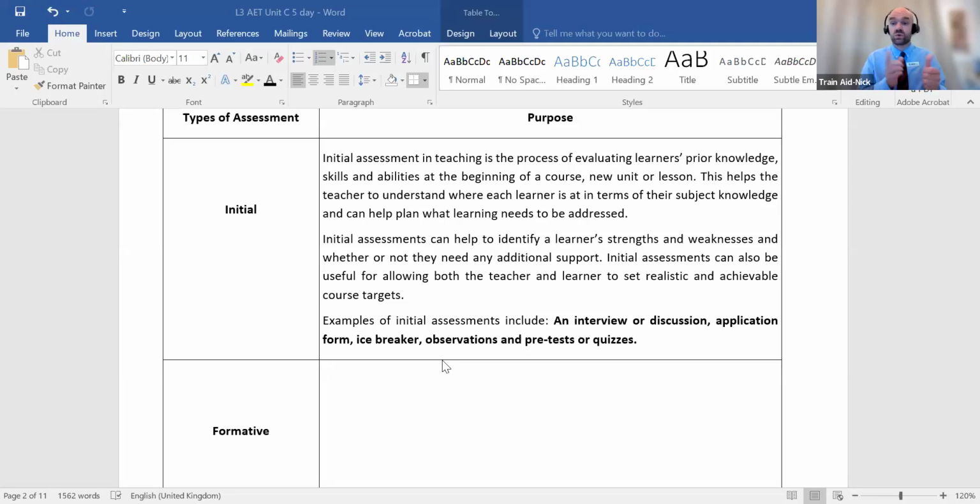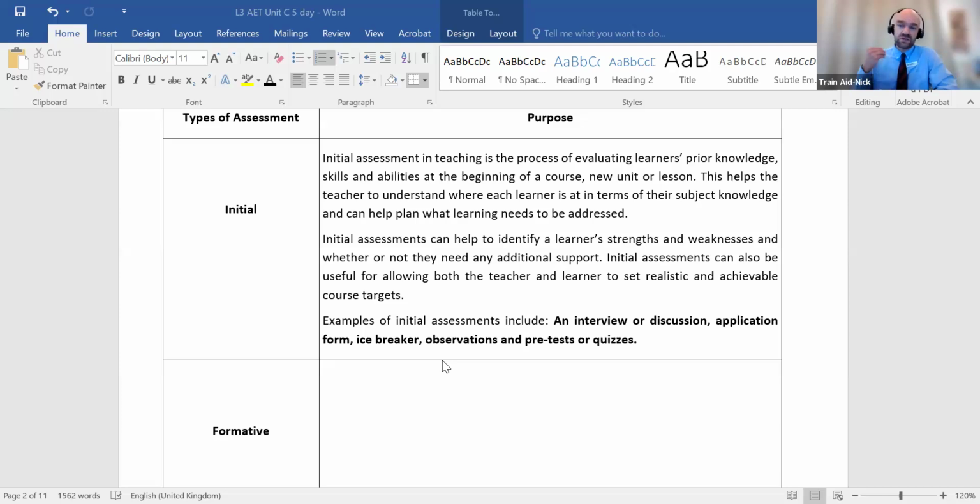So things such as quizzes, games, discussions, debates, homework. These types of assessments are often informal, and they're a great way for you as a teacher to see whether or not the learner is on track with their course progress, to see whether they're acquiring the knowledge or skills in order to pass the qualification.